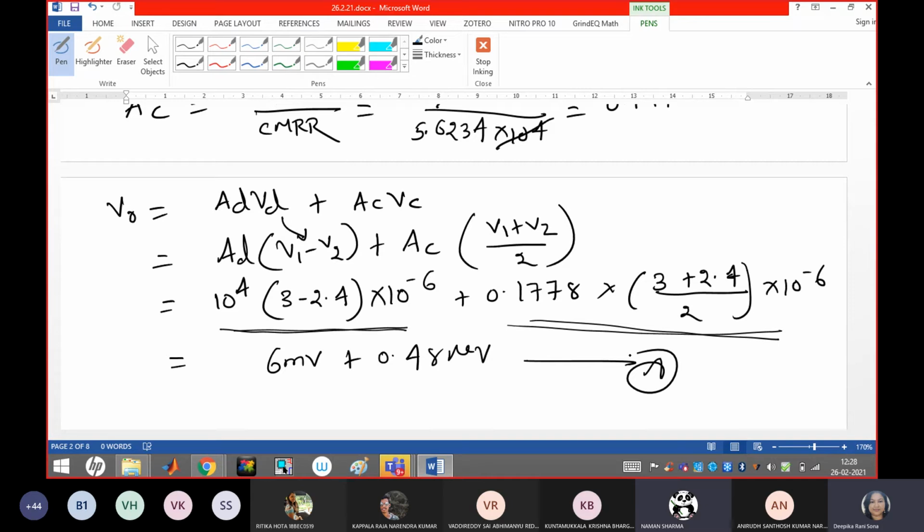So approximately millivolts. Approximately 6 millivolts total, ma'am. Yeah, approximately. You may write in this way also, it is correct. Anyway, it is 0.48 microvolt, no? But the presentation should be there. This part should not be blank. So these are the 3 examples we have seen from the CMRR problem.